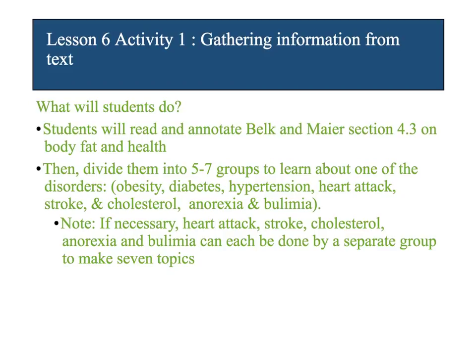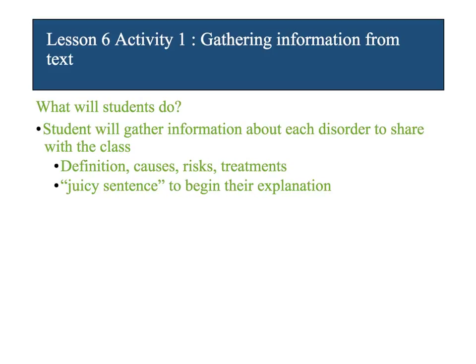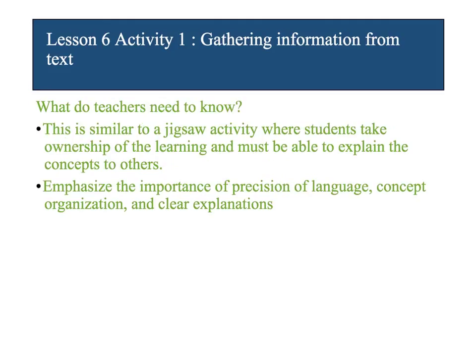There are 5 topics, but you can make them into 7 or even 8 if you divide them out, depending on how many students you have in the class. So students will read the section. It's a short paragraph on each disorder, but it's chock full of information. They'll gather the information about each disorder to share with the class, things like definition, causes, risks, treatments, and a juicy sentence out of each one that they can share with the class as a way to get started on talking about their topic. So what do teachers need to know?